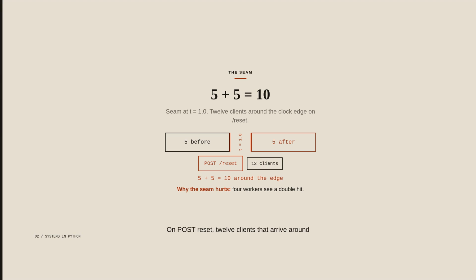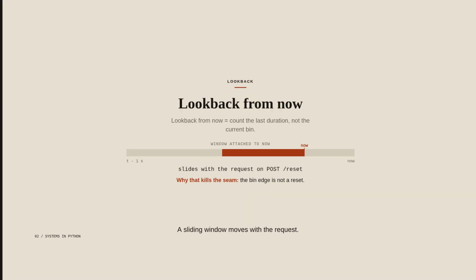On post/reset, 12 clients that arrive around that edge can land 10 writes on 4 workers. The downstream sees a double hit. A single counter cannot see across the edge. A sliding window moves with the request.